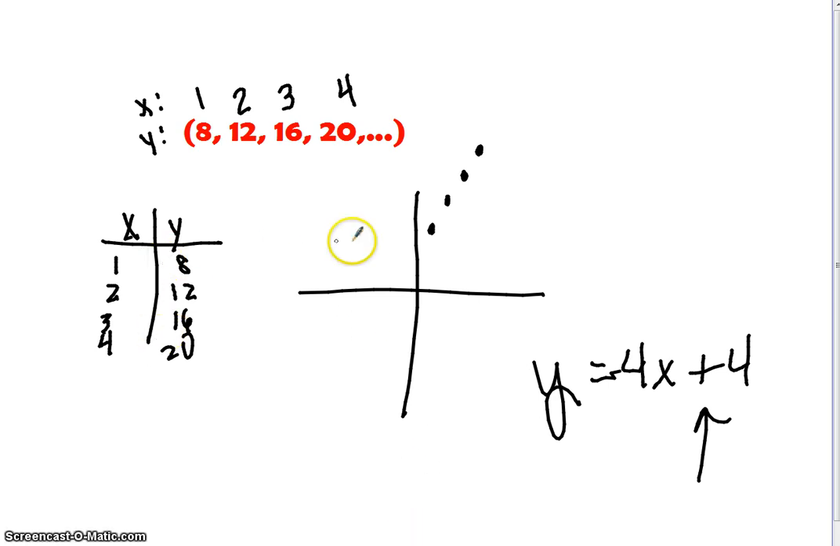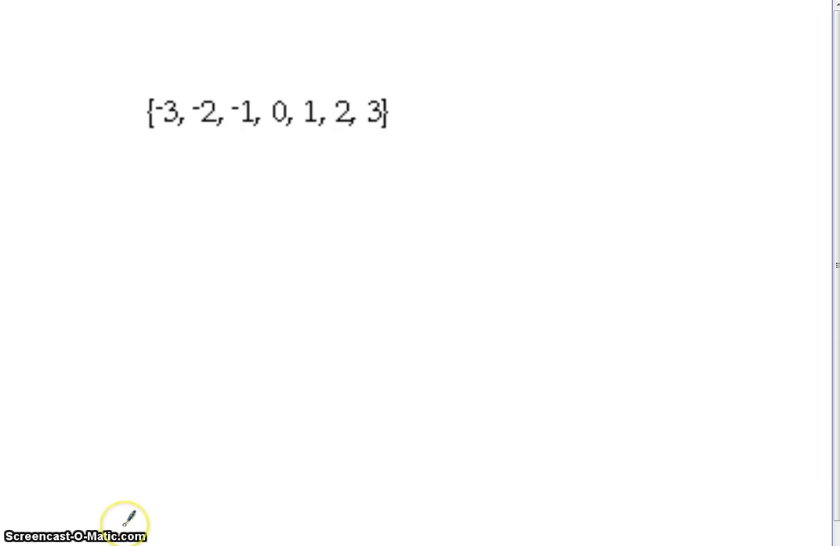So you now have a table and a graph and an equation, all from a list of numbers, just from a sequence. So this one's going to work the same way. So my suggestion is that you pause it and try it and then come back and look at it.